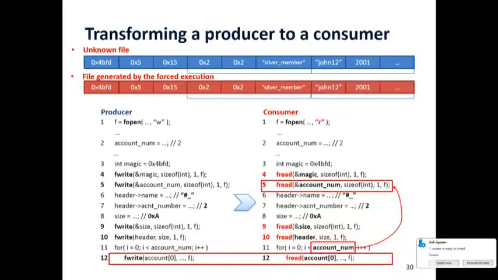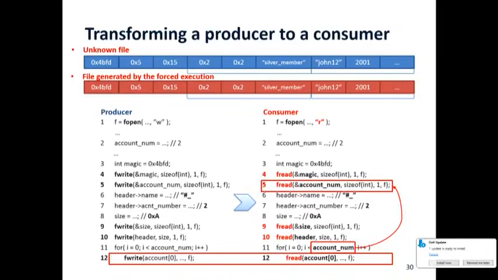And after that, we have a loop. And the number of iterations of this loop depends on the account number. And let's see that first, the account number initially has the random number 2. But at line number 5, we did a symmetric read and corrected the account number. And that actually propagated to line number 11. So we now have a correct number of loops. And then at line number 12, we iterate and read the account structures.